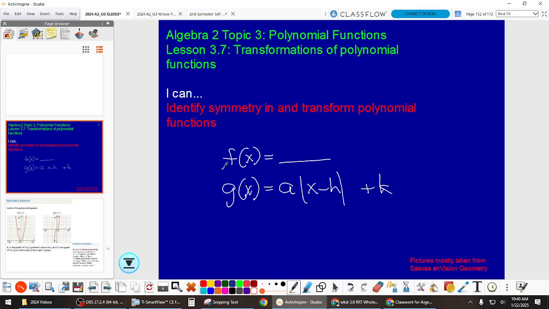Yeah, it just shifted it vertically. Okay, that's all it did. And it was based on the sign. If it said +4, that would be up, -4, that would be down. So that occurs with these as well.